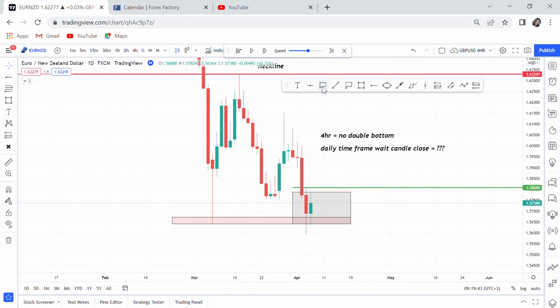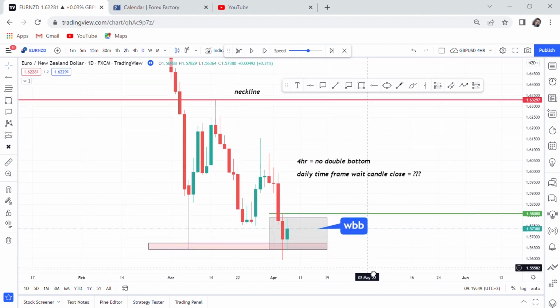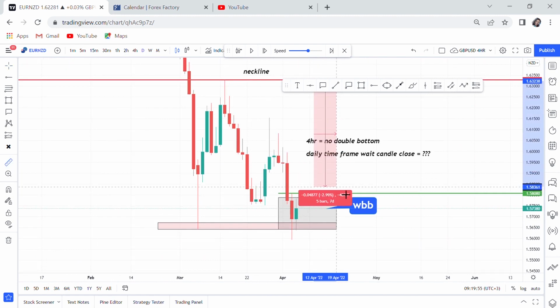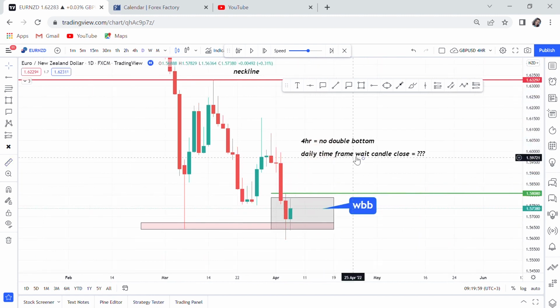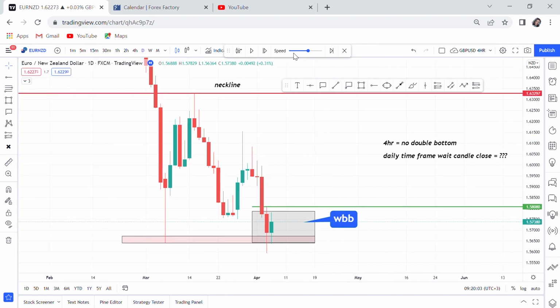Remember, if it breaks here, we have so many pips to the neckline. From the neckline, it's like how many? 530 pips. So we need to be accurate. We need to be accurate before entering. So let's play and see the next candle.